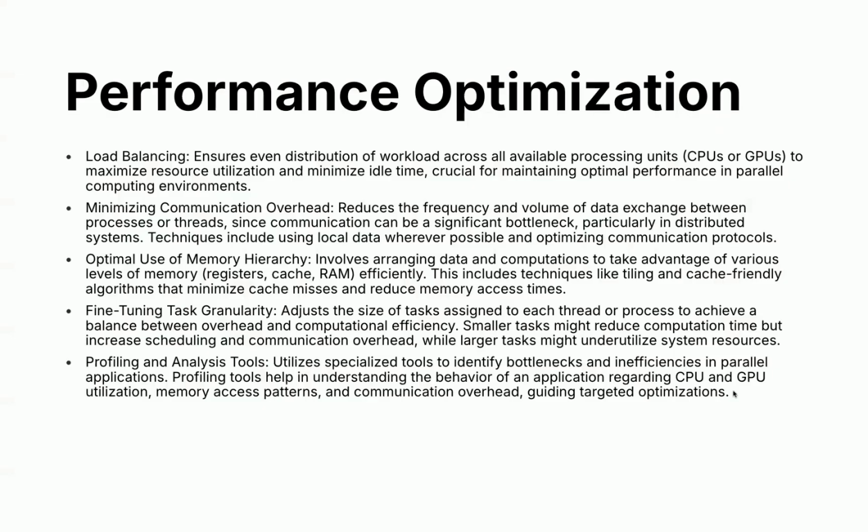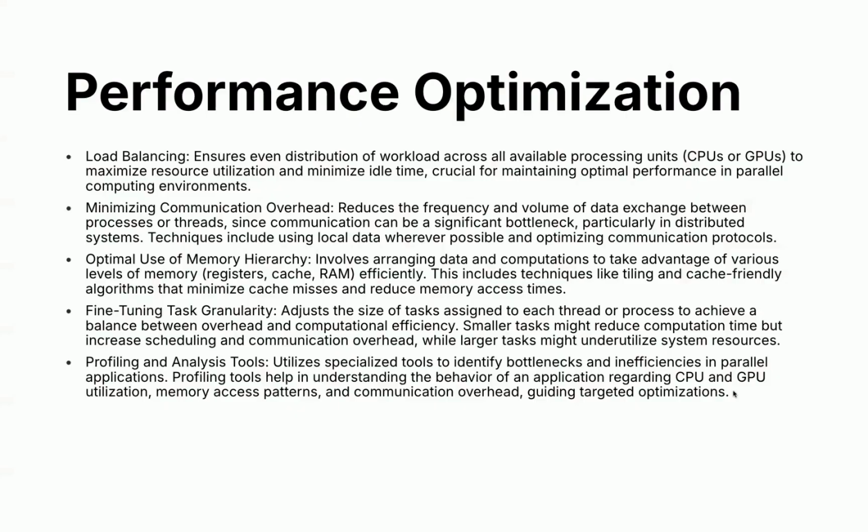There's load balancing. So you can ensure the distribution of workload across all available processing units. If you have n processing units, you want to balance the problem appropriately. You want to minimize communication overhead. So you want to minimize the frequency and volume of data exchange between processes or threads. Anytime you go from CPU to memory, that has a cost, or anytime you go from GPU to memory on CPU, that has a cost. So you can minimize the overhead of your code by minimizing those communication overheads.